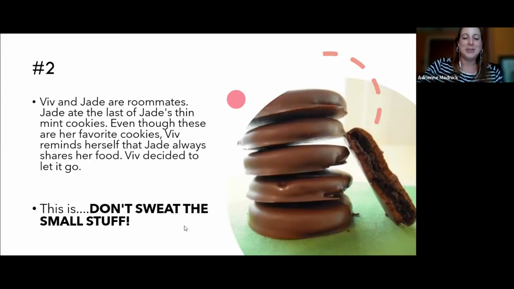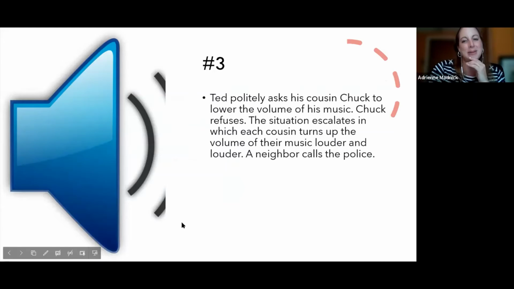All right, next one. Ted politely asks his cousin Chuck to lower the volume of his music. Chuck refuses. The situation escalates, in which each cousin turns up the volume of their music louder and louder. A neighbor calls the police. So what do we think this is? So what do you think happened in this situation?